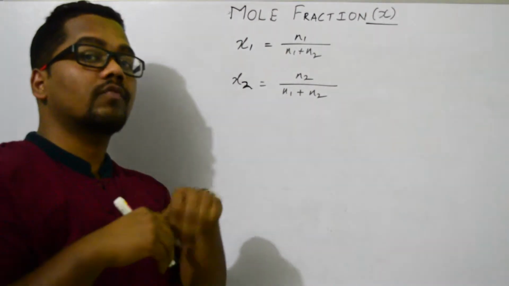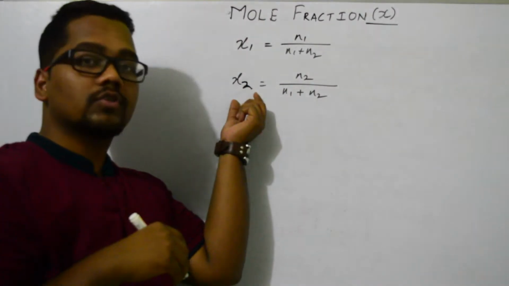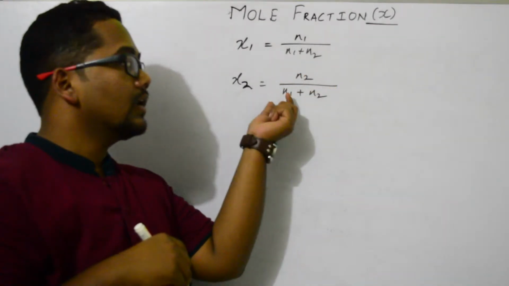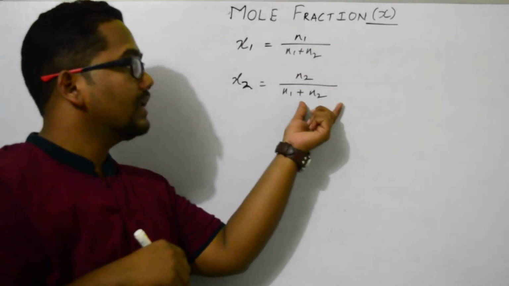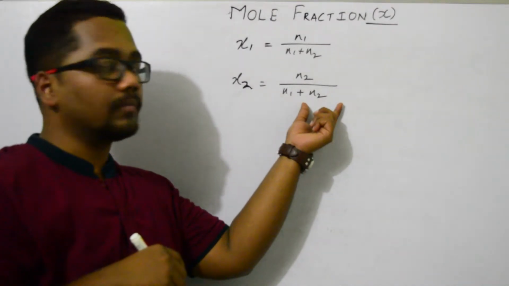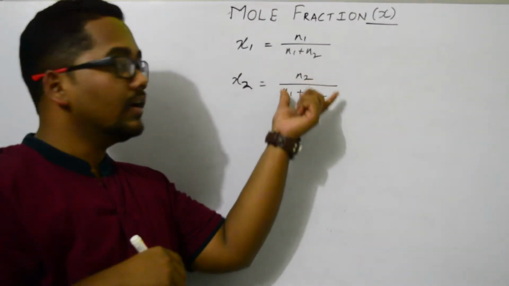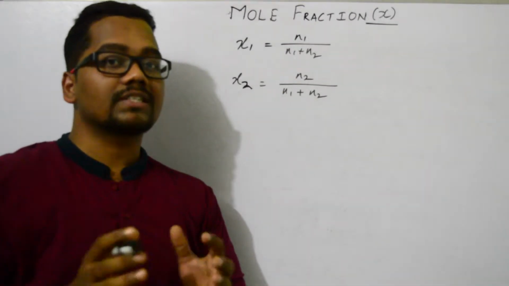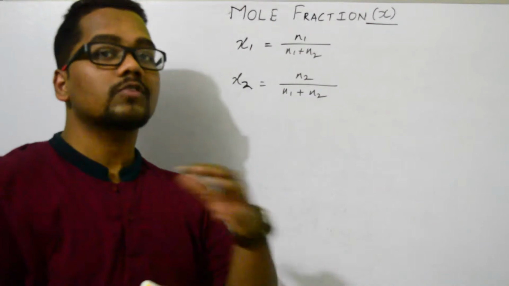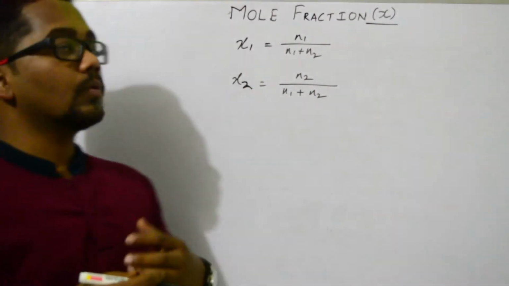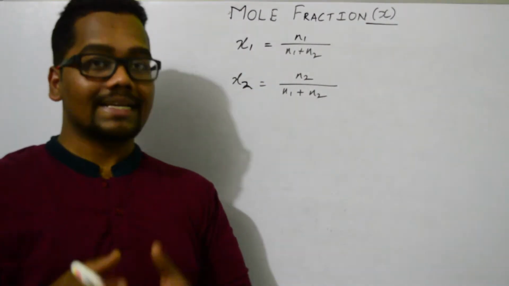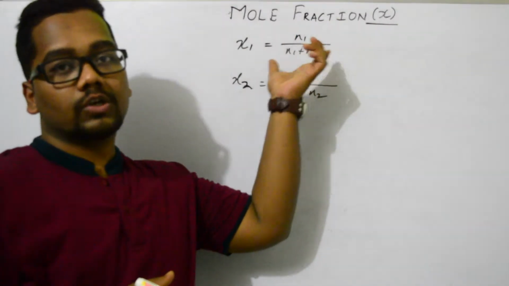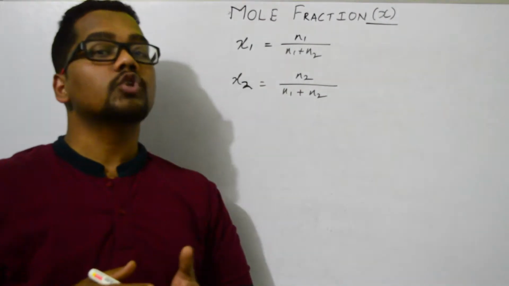x2 is the mole fraction of the solute. It is the number of moles of the solute divided by the number of moles of the solvent plus the number of moles of the solute, which is nothing but the total number of moles in the solution. If you ask me what is the unit of mole fraction, I'll say it is a unitless quantity, as we are dividing number of moles by number of moles. That's why mole fraction doesn't have any unit.